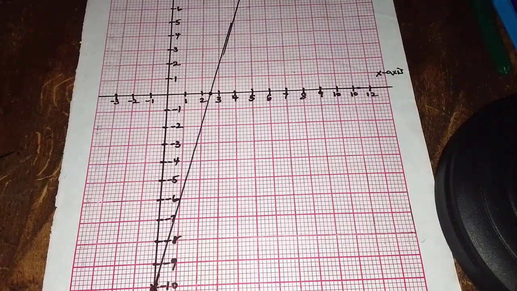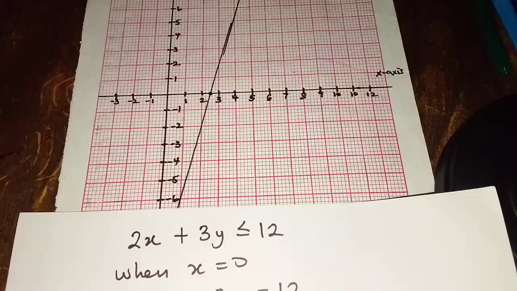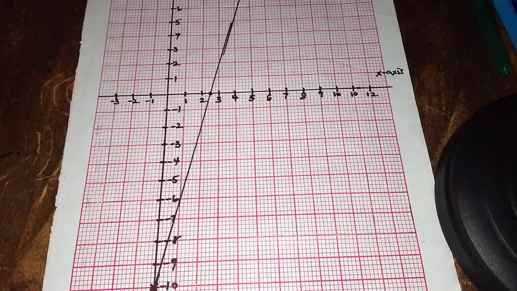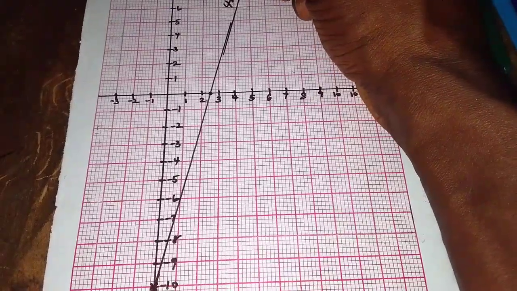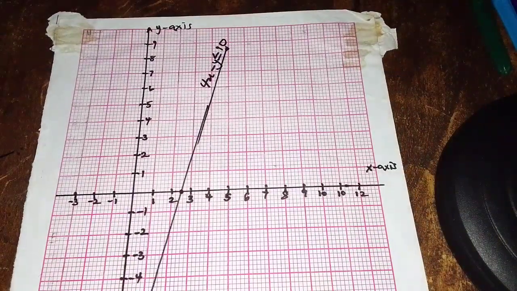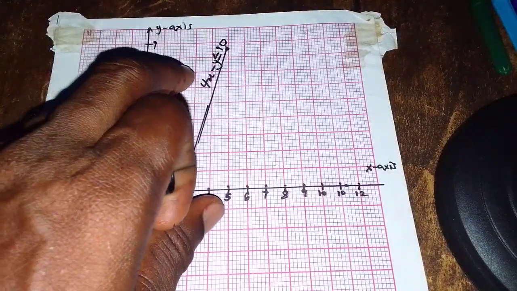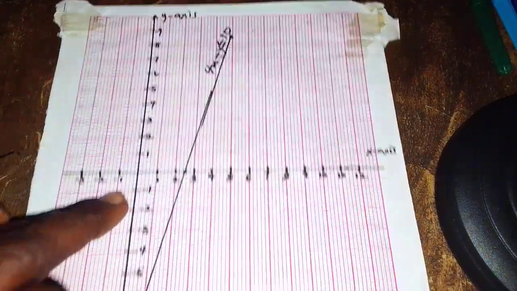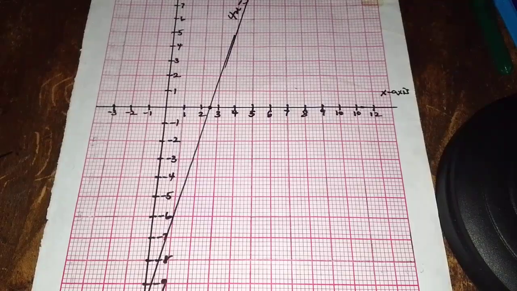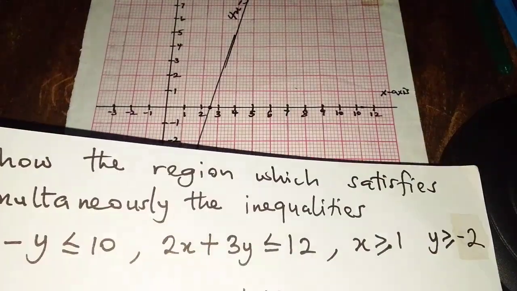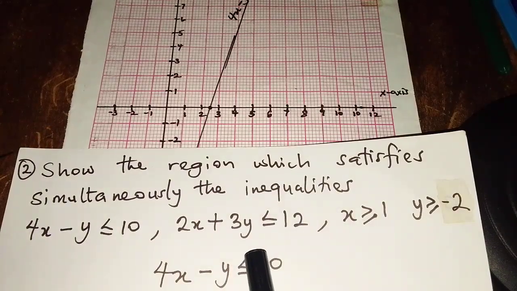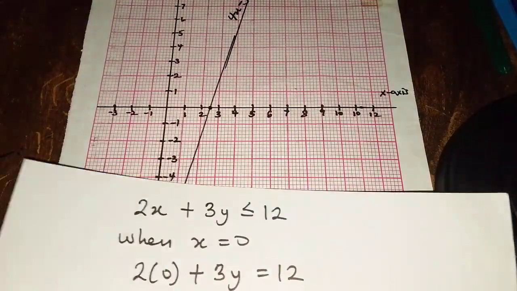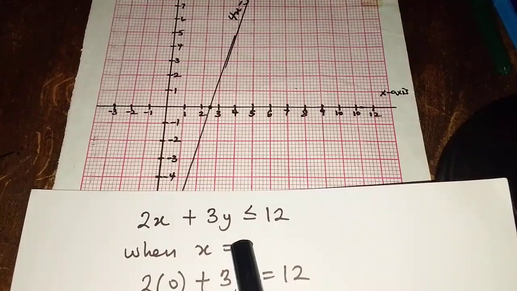Now let us do the second equation. So this first one represents 4x minus y less than or equal to 10. Now for the second inequality, 2x plus 3y is less than or equal to 12.